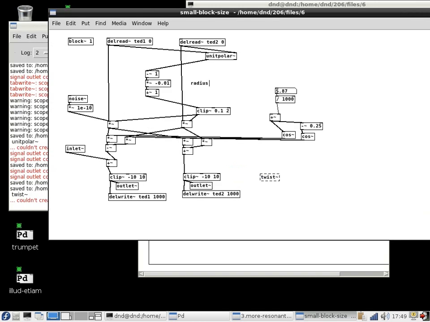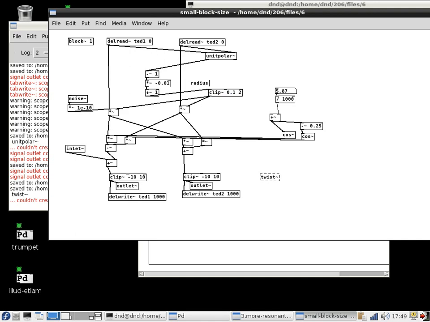No, because where did I put it? Oh, let's make it. All right, what I'm going to do is make an abstraction that just contains all this good stuff here for multiplying by a unit complex number, or to put it another way, for rotating a point in two-dimensional space.